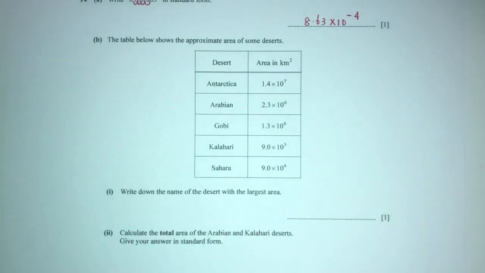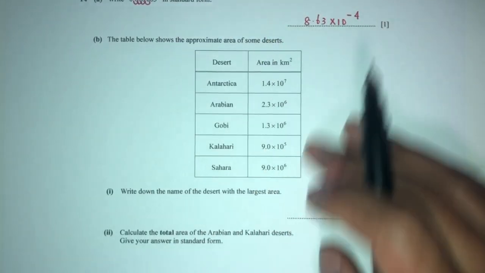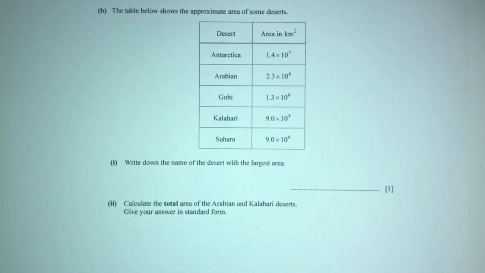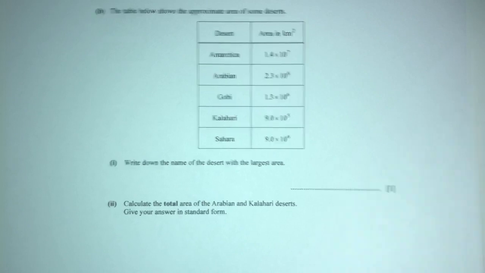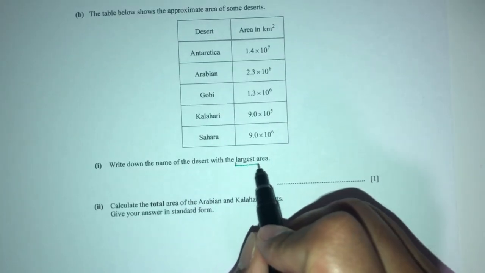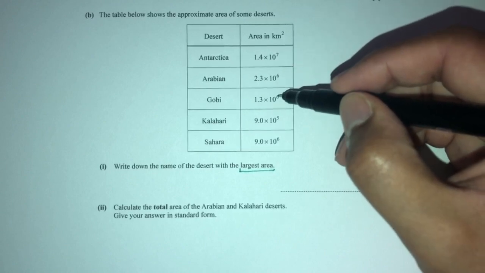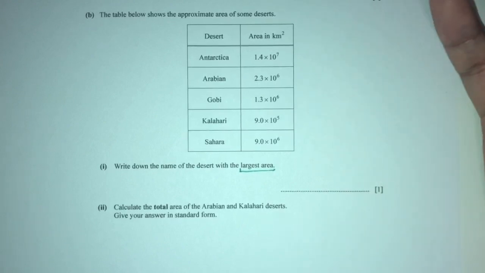The table below shows the approximate area of some deserts. So we have a table with the values here for the area of those deserts. Now for part 1, we have to write down the name of the desert with the largest area. So by observation, which one has the largest area? Here we have power 7, power 6, power 6, 5, 5. So it's kind of hard to compare.